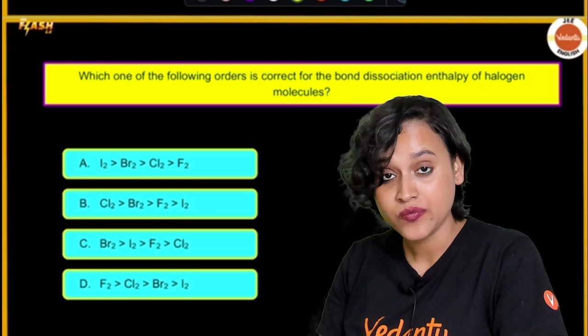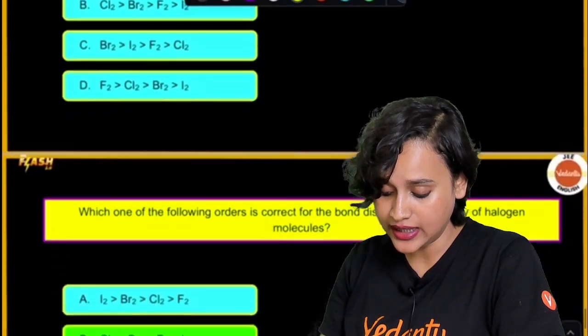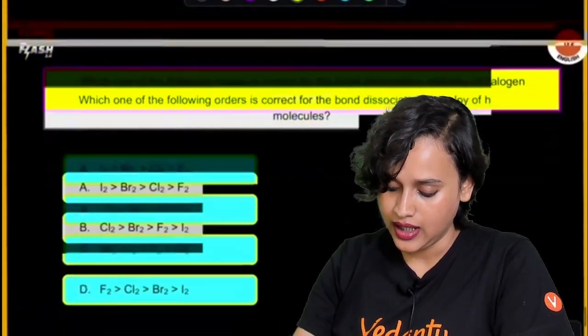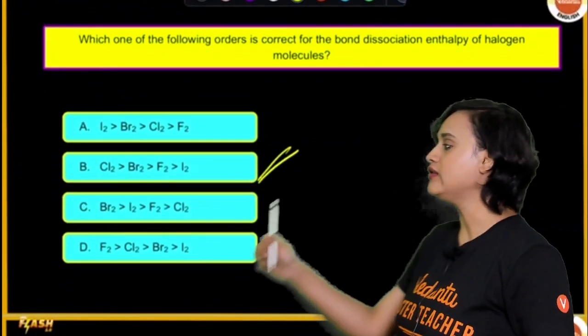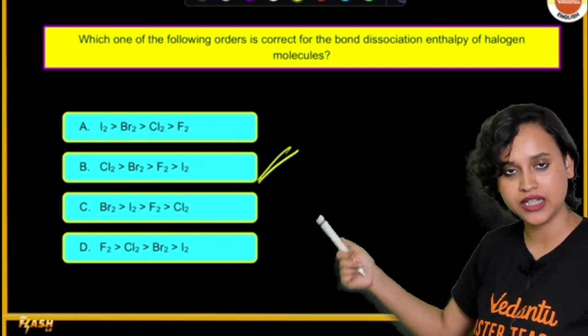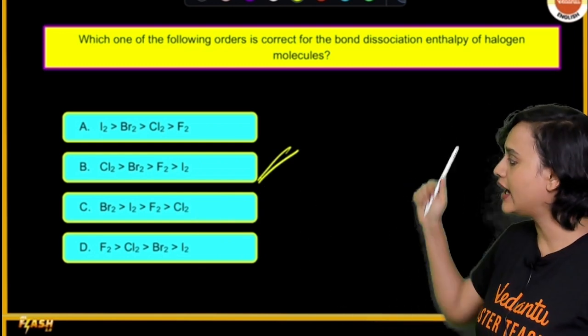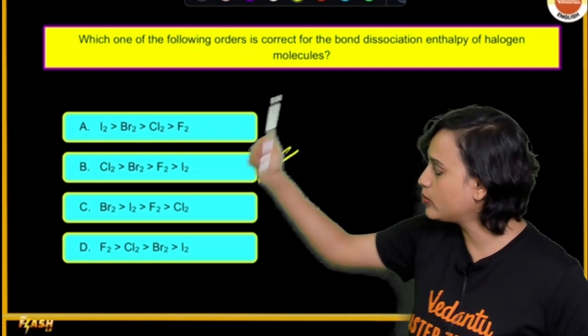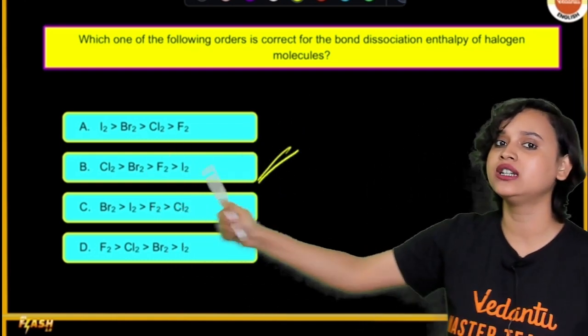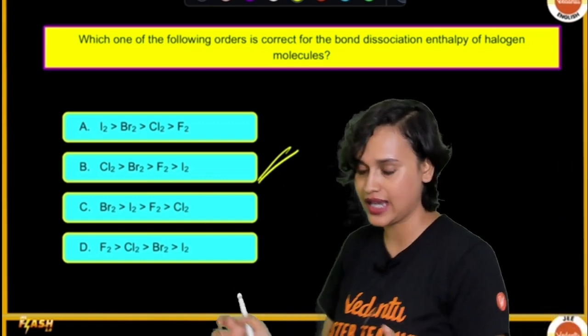Yes. So I think that option B is the correct answer. Yes, absolutely, the correct answer is option B. Chlorine will have higher bond dissociation enthalpy than fluorine. And we know that from chlorine to bromine, it decreases. Yes. And then from bromine to iodine, it decreases. And iodine will have the least because iodine has the biggest size in the group.